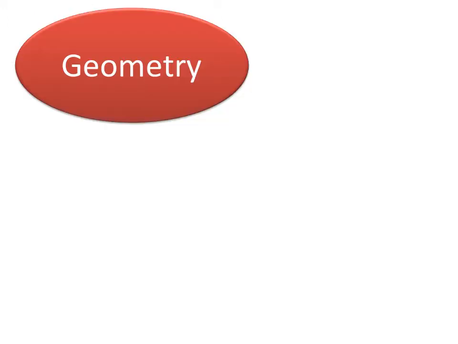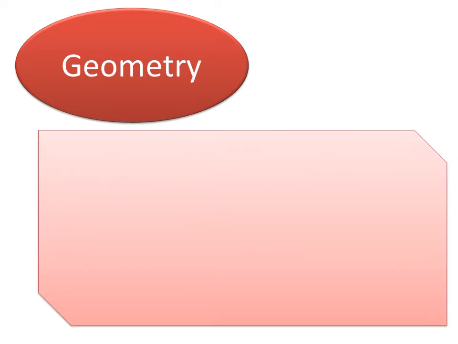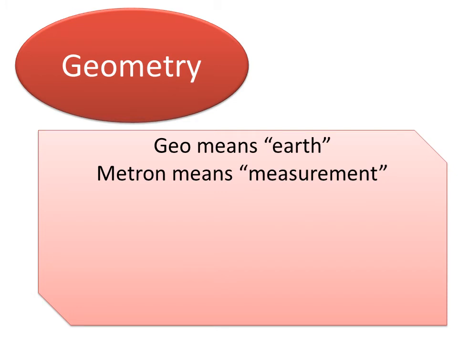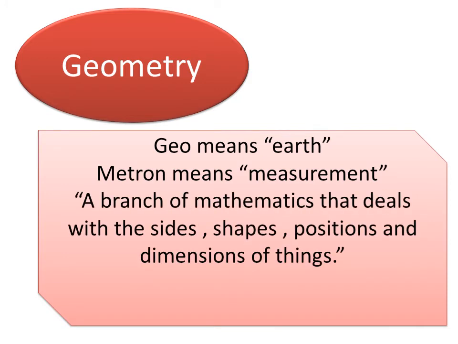Firstly, you must know what geometry is. The word geometry comes from two words, geo and metron. The word geo means earth and metron means measurement. We can say that geometry is the measurement of the earth. All the shapes on the earth can be measured. We can define it as a branch of mathematics that deals with the sides, shapes, positions and dimensions of things.